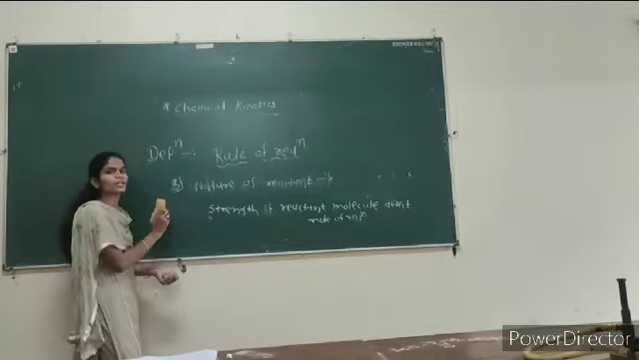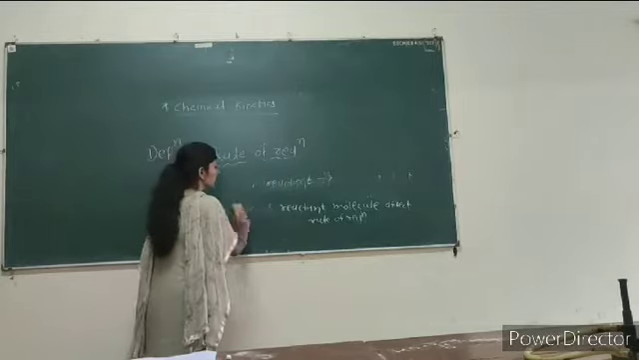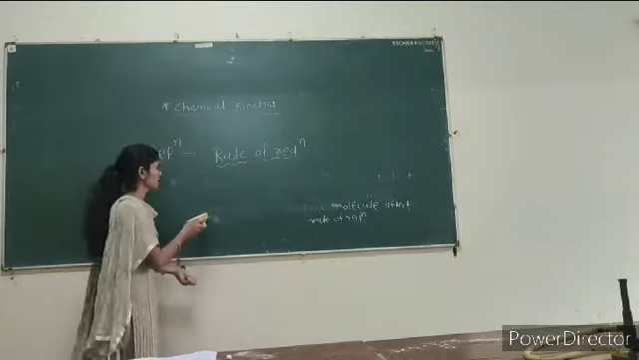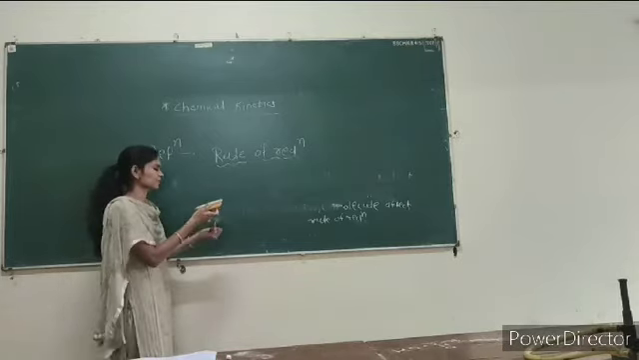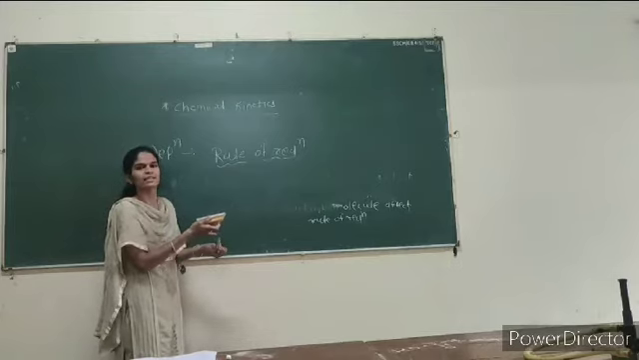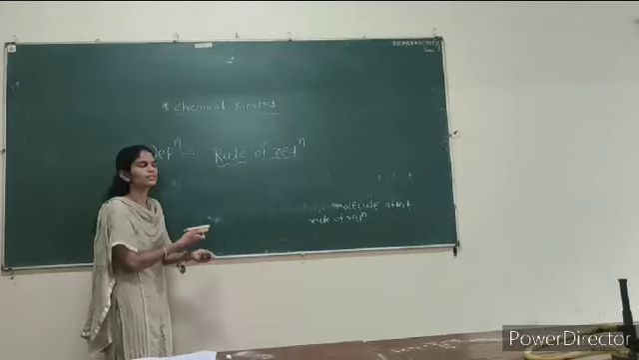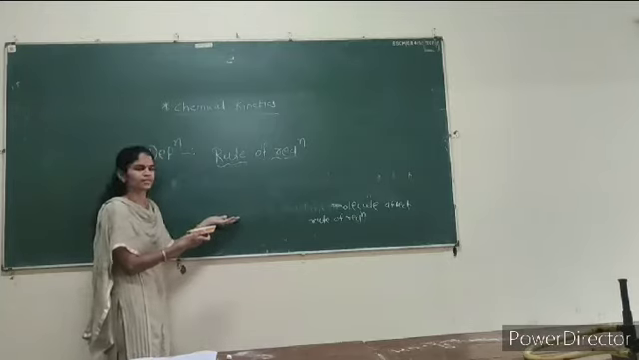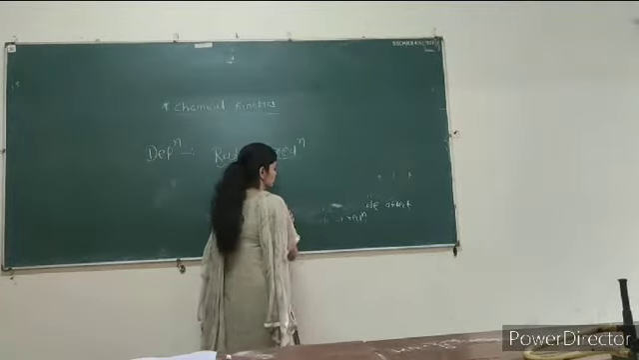Next one is, what is order of reaction? These are the basic concepts related to chemical kinetics. First one is what is chemical kinetics, next is rate of reaction, then unit of rate of reaction, and what factors affect the rate of reaction. Next one is order of reaction.